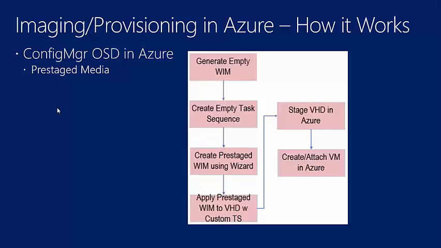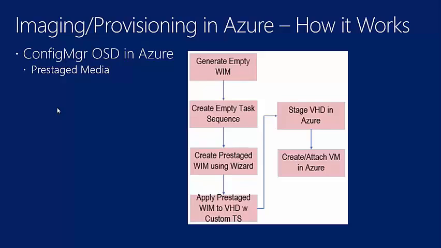Also, as part of the wizard, I need to specify a reference task sequence. So what the pre-stage wizard will do is look at that reference task sequence and figure out what all content is needed by that reference task sequence and make that available on the pre-stage process as well.